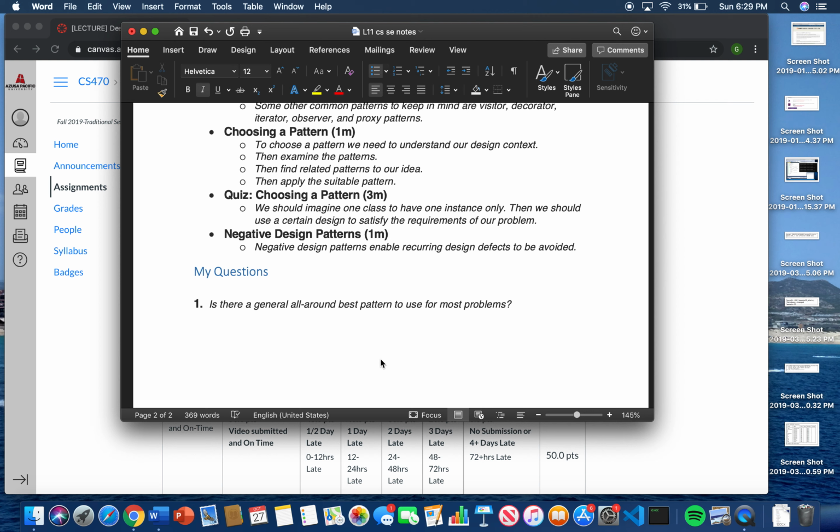And the main question I got from all this is, I want to know if there's a general all-around best pattern to use for most of the problems, as opposed to looking for a specific one.